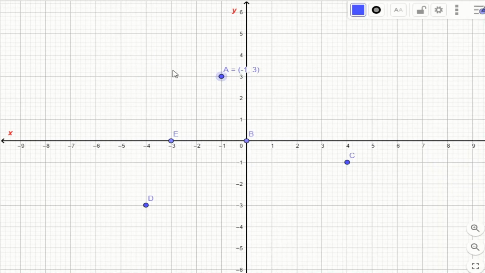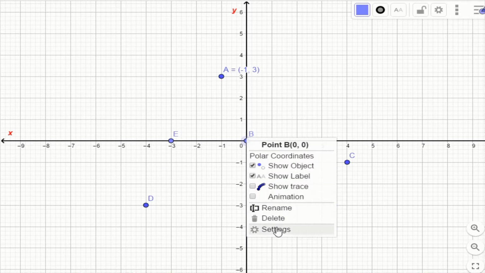Next, we have point B. Kung mapapansin din, nasa gitna, nasa origin. What are the coordinates of the origin? 0, 0. Yan na yung ating coordinates.